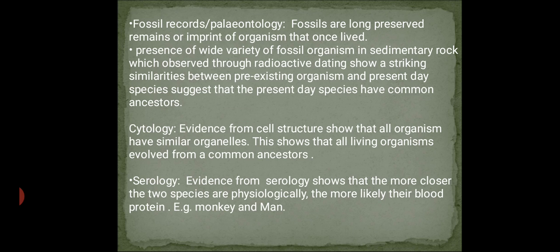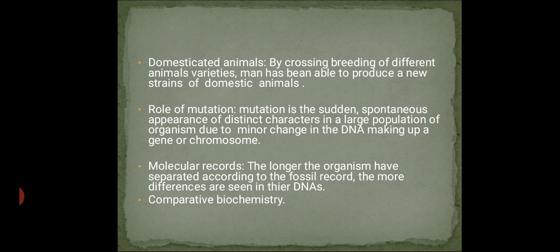Evidence from serology, that is, when looking at the antigen of monkey and man, there is a striking similarity. This shows that the closer the two species are physiologically, the more likely their blood proteins are similar. This is evidence from serology. Another one is evidence from domesticated animals. By crossbreeding of different animals, man has been able to produce a new strain of domestic animals.